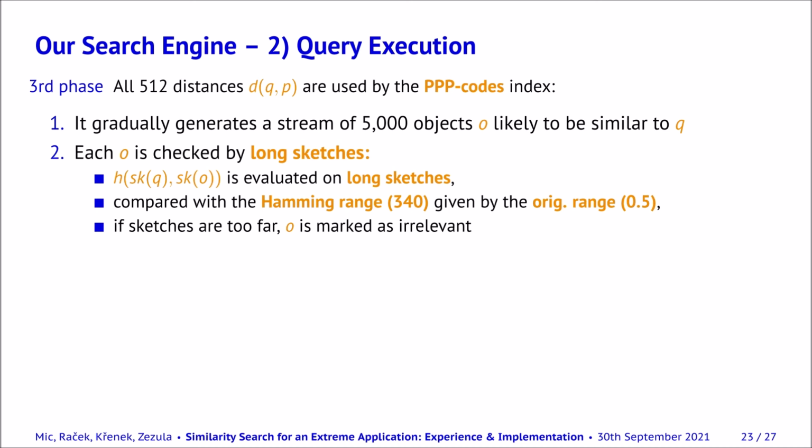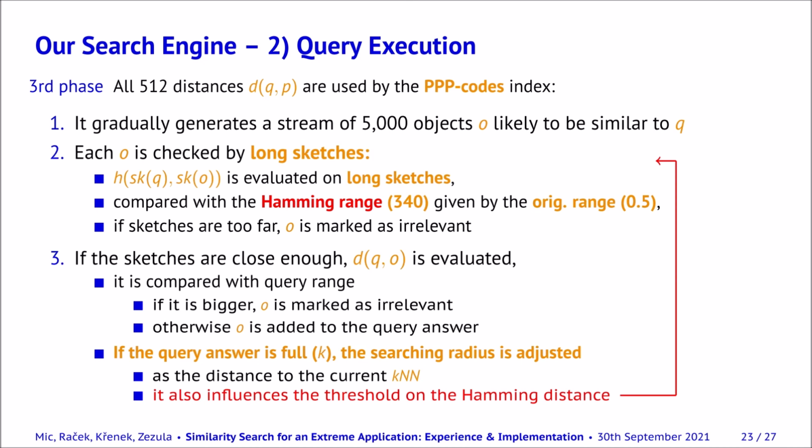Specifically, having protein chain O, we evaluate the Hamming distance between its large sketch and the sketch of the query chain. If it is bigger than the Hamming search radius, given by the mapping of distances presented at the previous slide, O is discarded. Otherwise, we evaluate the distance of the query chain and O to see whether O qualifies to be in the current query answer.